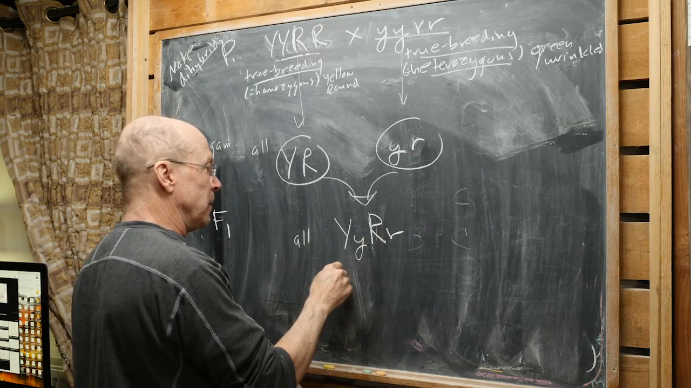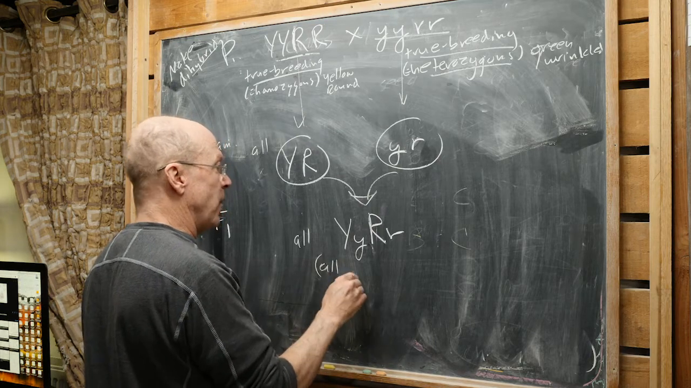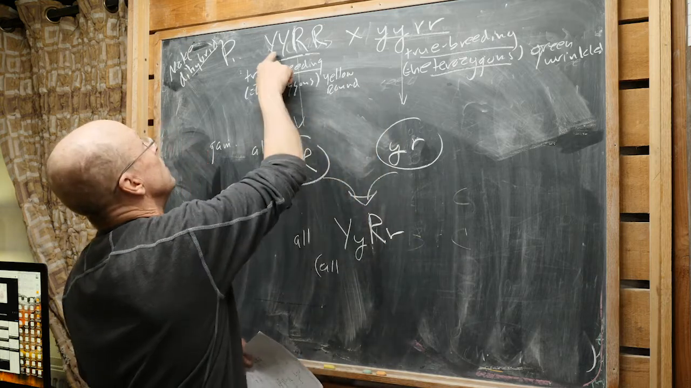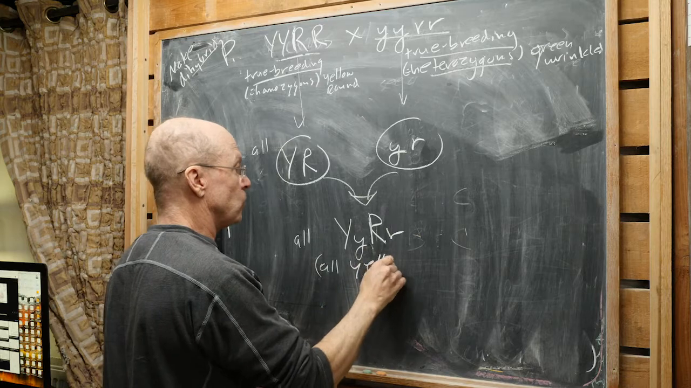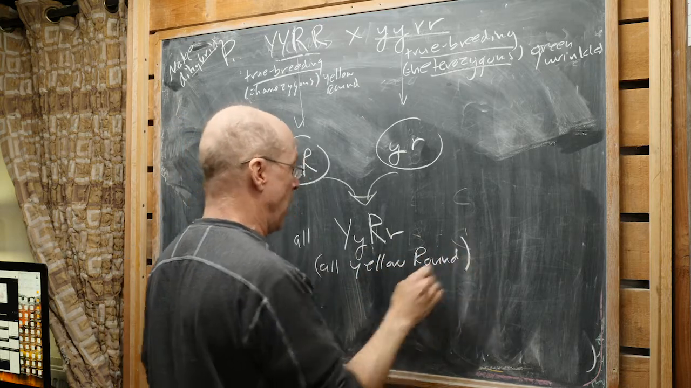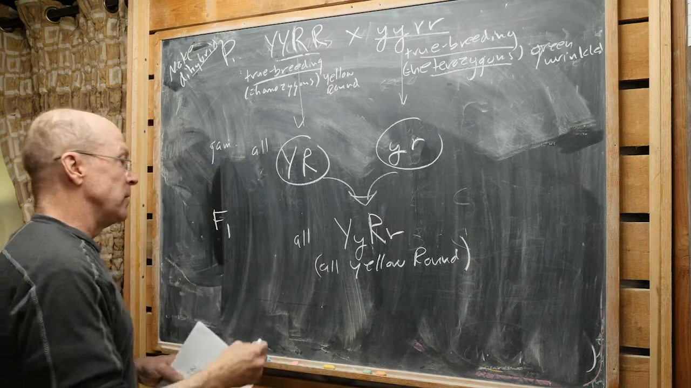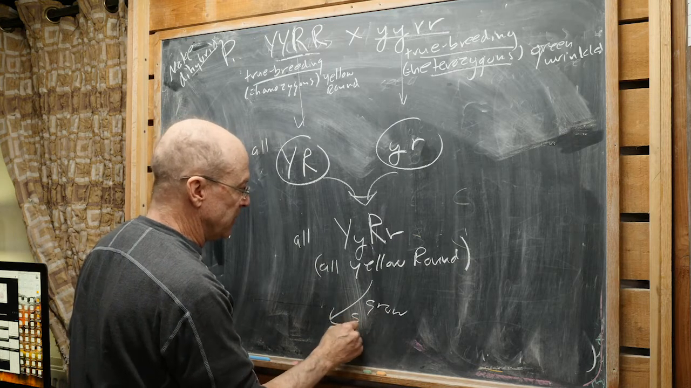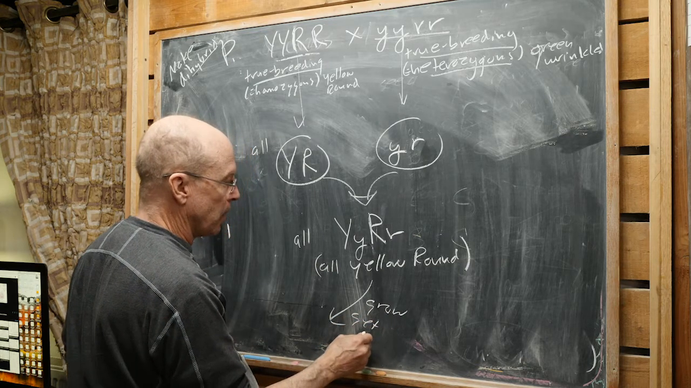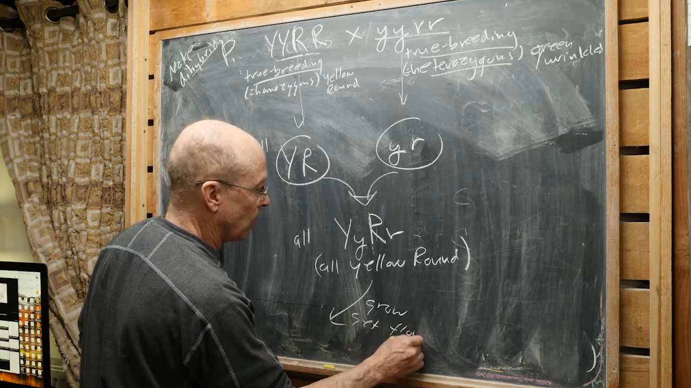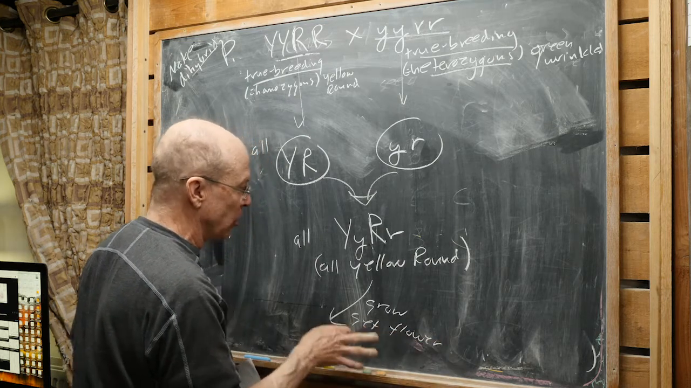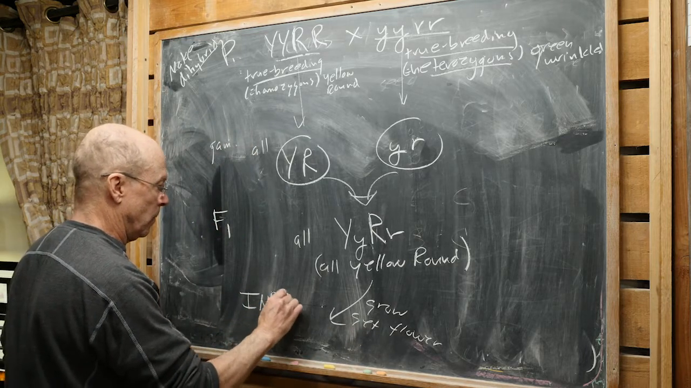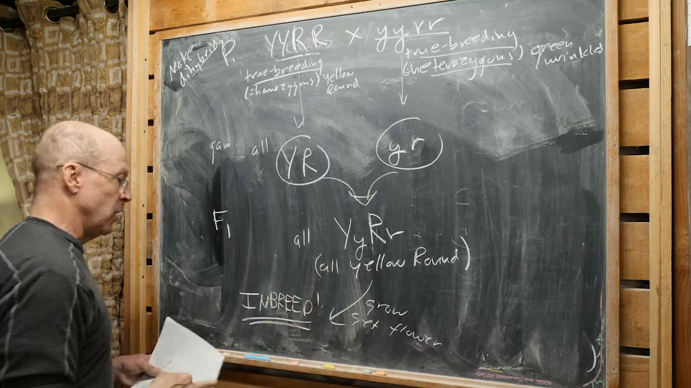All of these, phenotypically, because of normal dominance and complete dominance, they are all yellow and round. Okay. Now what we're going to do is we're going to grow them up. We're going to grow up, get seeds, grow them up and get flowers, or basically do our controlled pollination here. And this is going to be inbreeding. We're going to inbreed these guys. We're going to breed them together.